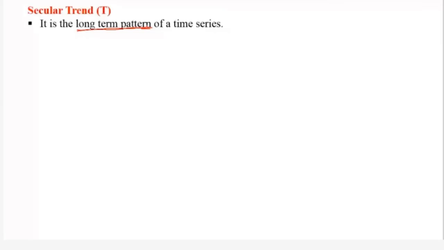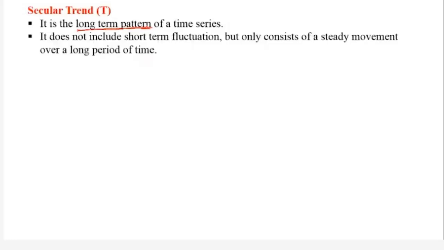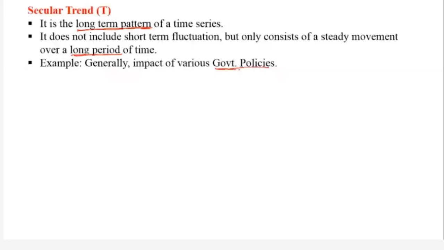Most of the government policies, it does not include short-term fluctuation. Long-term है तो it will not include short-term fluctuation, but only consist of steady movement over a long period of time. Always you will find long period. Secular is meant for long period, not for short. Example, general impact of various government policies. Not all, but most of the government policies का effect आपको immediately नहीं दिखेगा. Yes, population can be there. Okay, government taking some decision now. Okay, the effect of that can be seen after some 10-12 years.